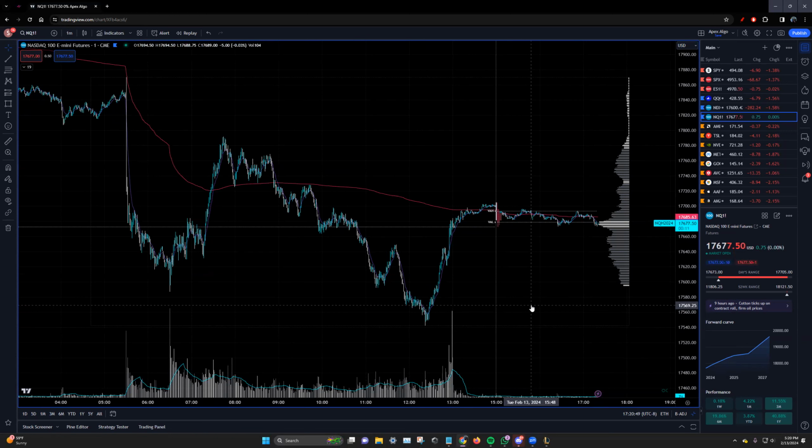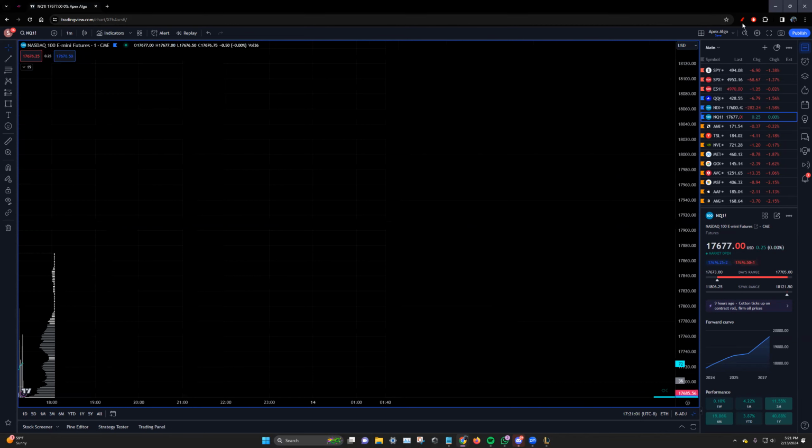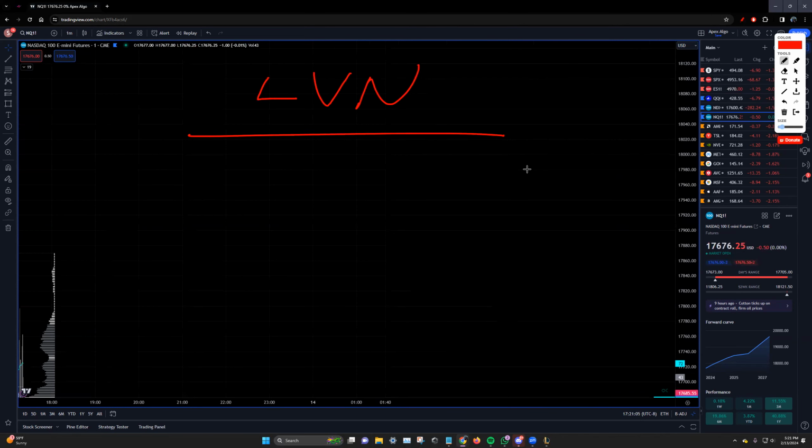Can you go over the LVN that was resistance and not an HVN this morning? Can you go over why an LVN was the resistance and not the HVN? Okay, think about it like this. Low volume nodes, right? Why do they act more like resistance and accelerants? Because you have low volume there, and what does low volume kind of represent?